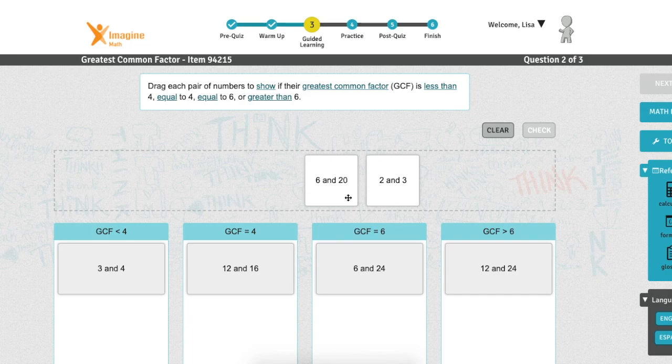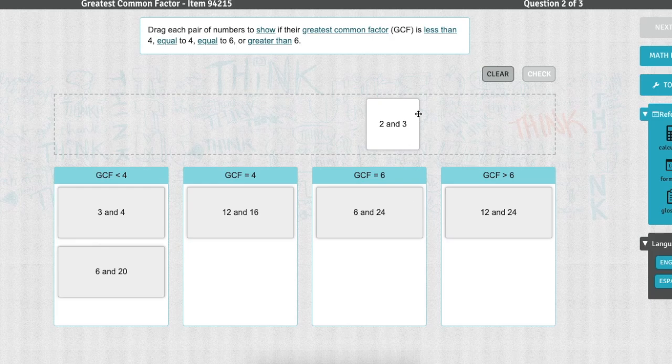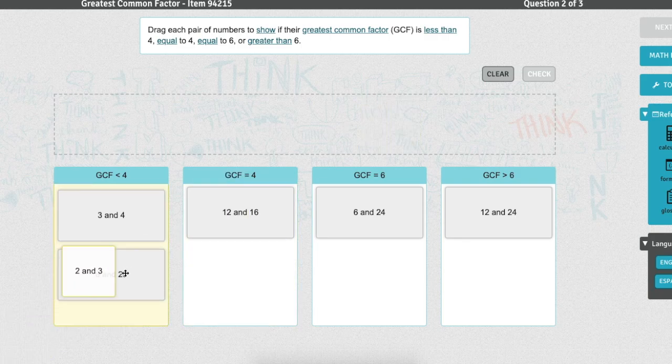So that would mean that their greatest common factor is only 2, and that's okay, even though it's a smaller number. Now, 2 and 3 are both prime, which means that the only common factor they have is 1, because it is the only factor other than the number itself that it has.